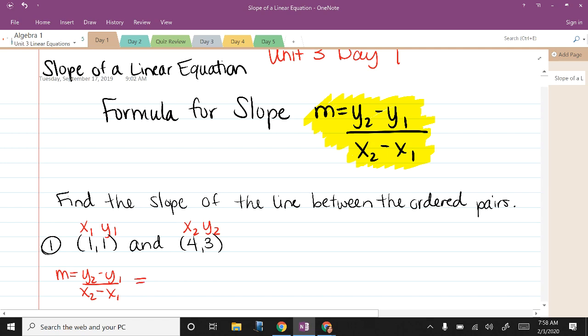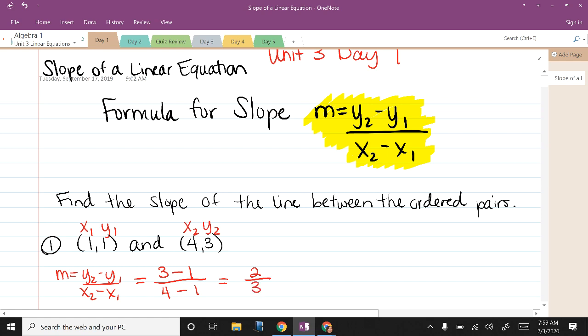What number is Y2? 3. And you always put a minus there. And what number is Y1? 1. Fraction bar, what number is x2? 4. Minus what number is x1? 1. And then you simplify your numerator and your denominator by subtraction. What is 3 minus 1? 2. Over what's 4 minus 1? 3.